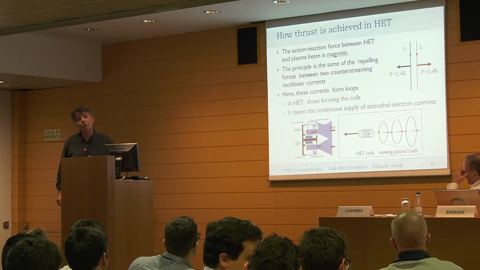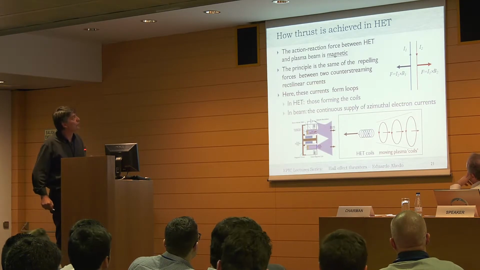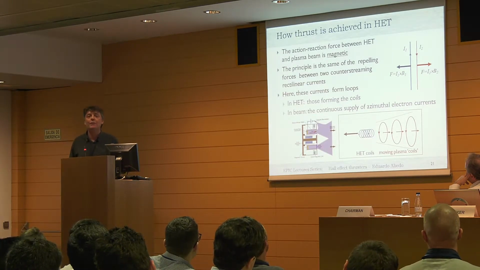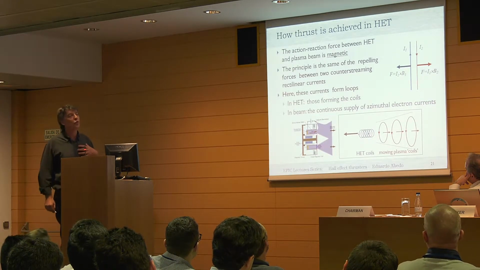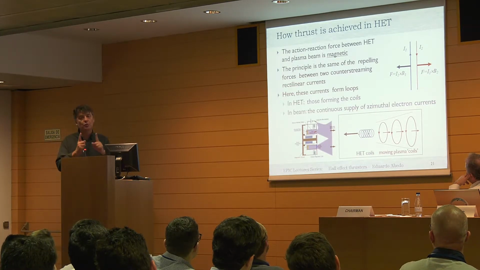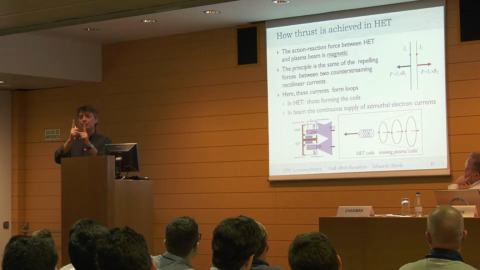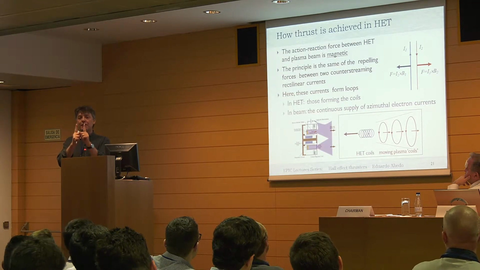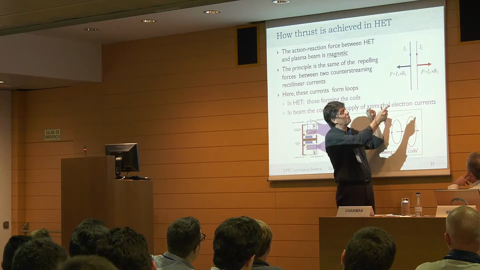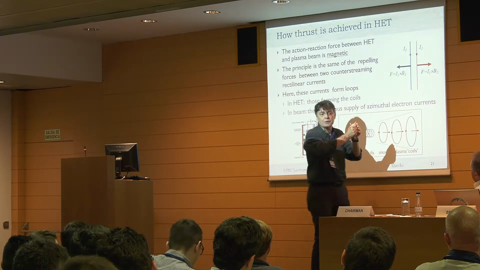Let's go to thrust. How is thrust achieved in a Hall thruster? Well, the action-reaction forces that we have in the Hall thruster are of magnetic origin. That is why, for me, the Hall thruster is an electromagnetic thruster, okay? And the principle is the same one that we have when you have 2 wires with 2 currents that are counter-streaming. What happens? They have magnetic forces that put them away one from the other. We have these repelling forces, okay, because this current creates a magnetic field, this current creates another magnetic field, so we'll have magnetic forces one on the other, okay? And this pulls them away.